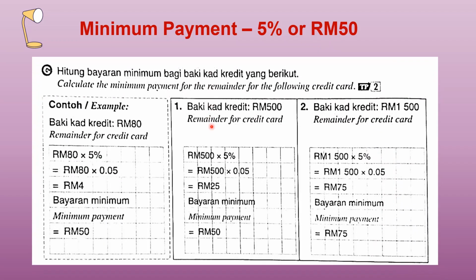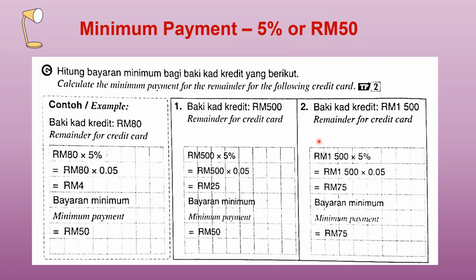Okay, you have done this in class before, but let's do some revision. Look at number 1. The remainder for credit card is 500. So to calculate the minimum payment, you multiply 500 with 5%. You press calculator, you will get RM25. Since RM25 is less than 50 ringgit, we choose 50 as your minimum payment.